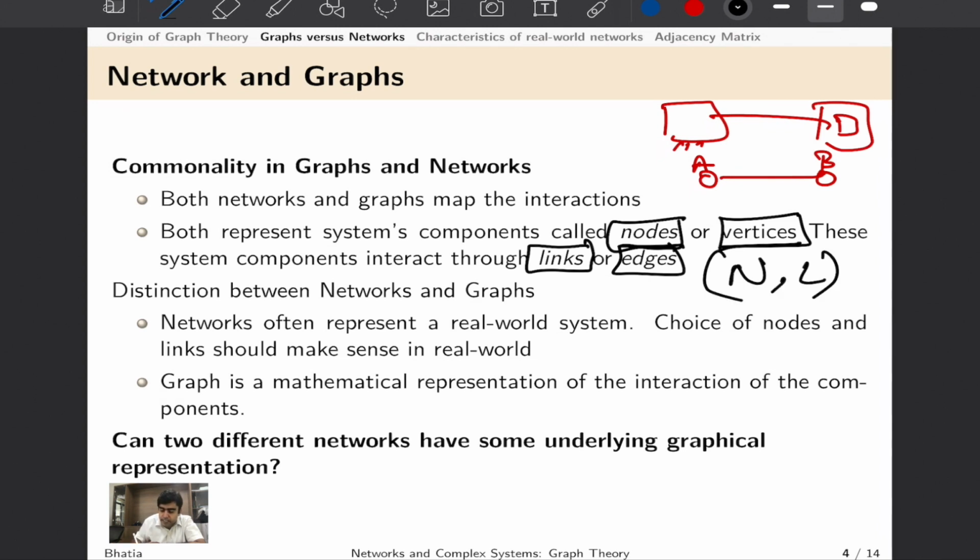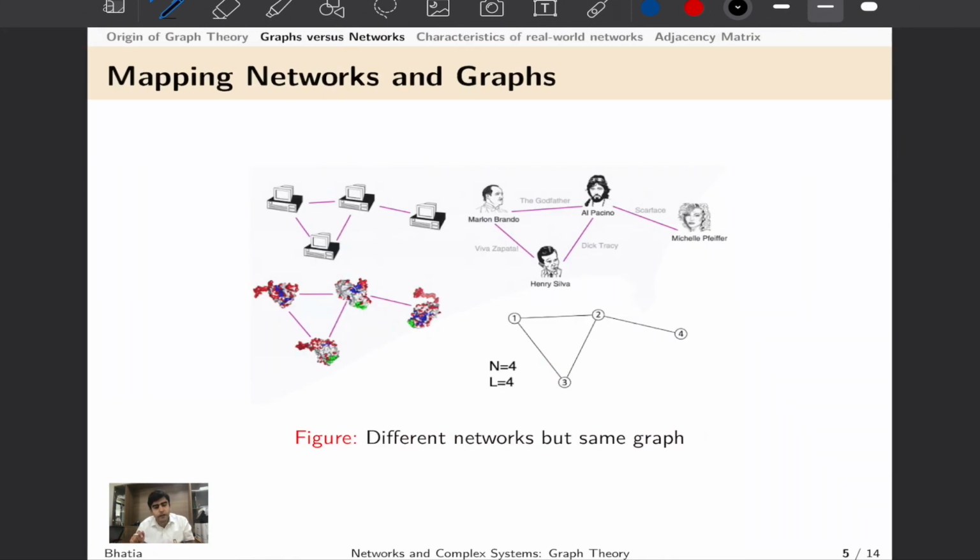Again, in network science, we will commonly use the words nodes and links. However, if you refer to some of the graph theory research articles or literature, you would see they typically use V versus E. So there is a subtle difference. That is all we have to keep in mind: the difference is that the real world representation comes into the picture whenever we are talking about networks. Now the question arises, can two different networks have the same underlying graphical representation?